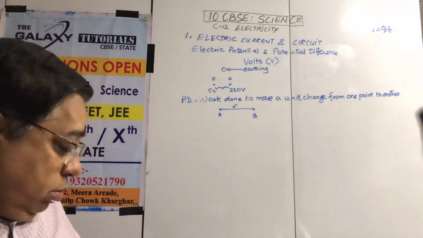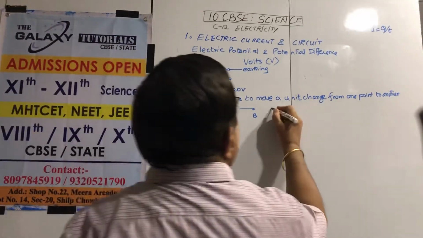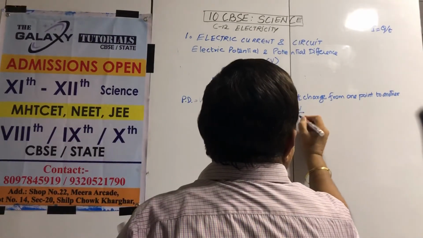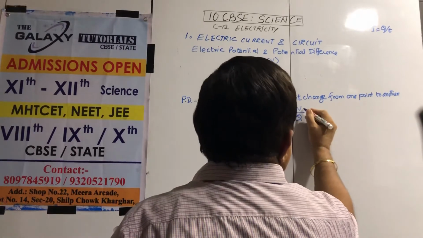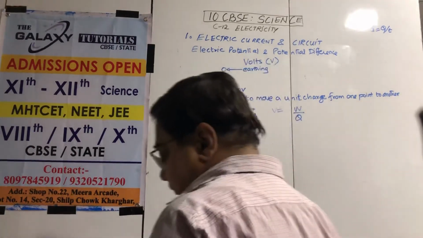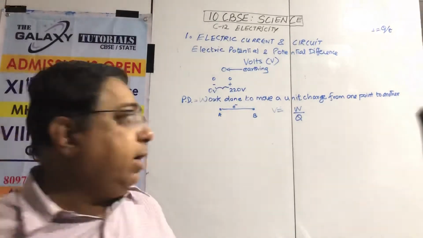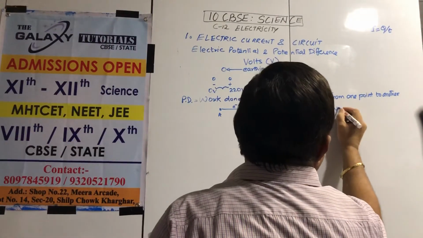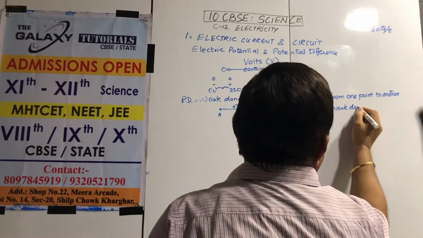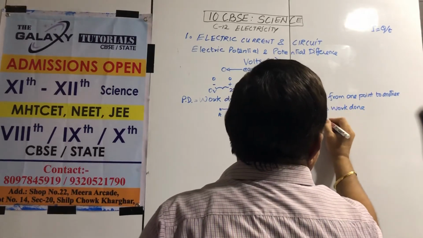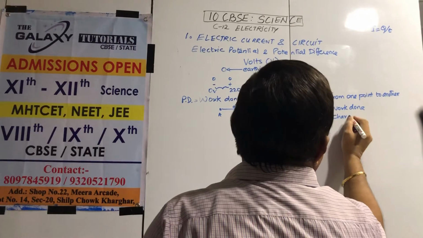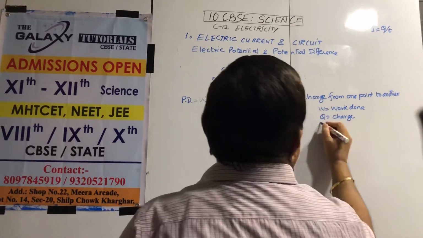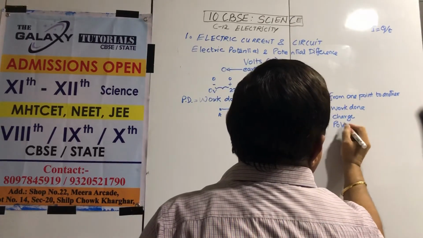So V is W upon Q, work done upon charge. Again I write here W. We have written everything, we didn't write W. W is the work done in transferring a charge, and V is the potential difference.